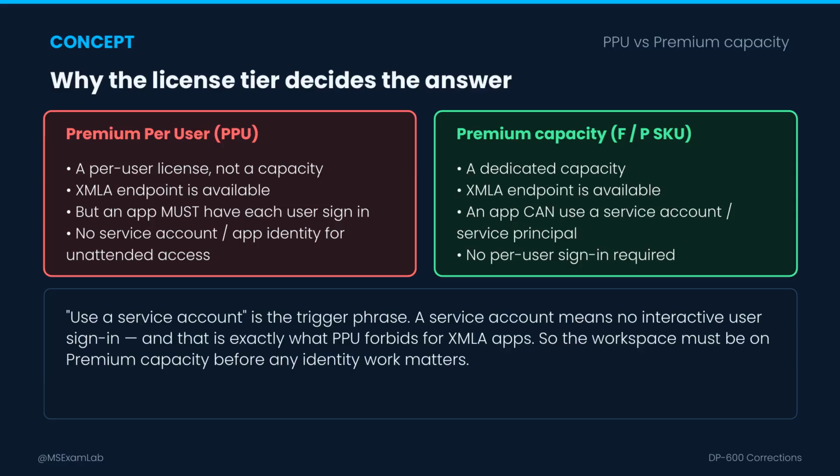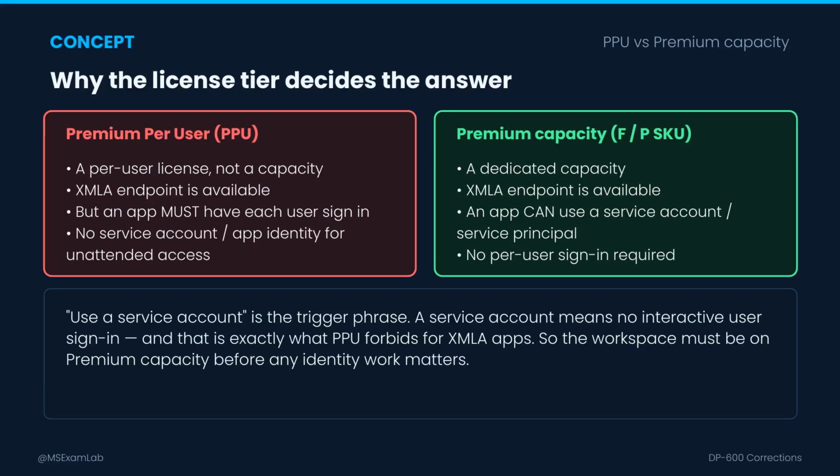So the trigger phrase in the question is use a service account. A service account means nobody signs in interactively, the app runs on its own, unattended, and that is exactly what PPU forbids for XMLA apps. This is a really common exam trap. The question dangles an identity or a permission fix, but the real gate is the license tier. The moment you read service account on a PPU workspace, the answer is get onto premium capacity first.